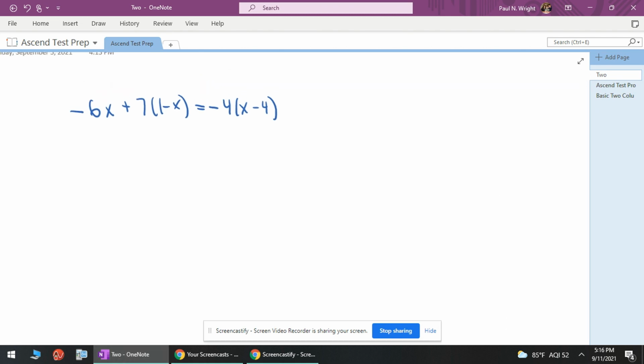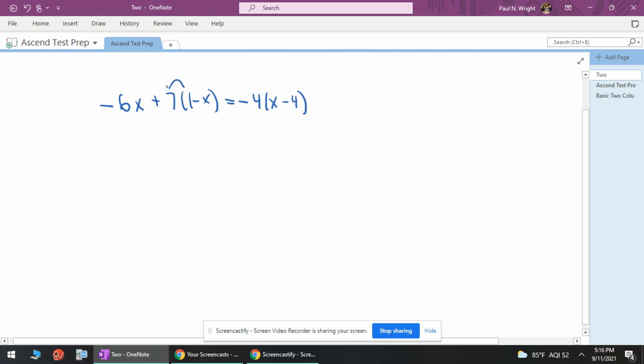So when looking at this equation here to start, first thing you want to do is distribute. If I look on the left-hand side here, we should draw our arches, and this is going to give me negative 6x, and then plus 7 times 1, which is 7, minus 7x equals, distribute, negative 4x plus 16. Why plus 16? Negative times negative is positive.